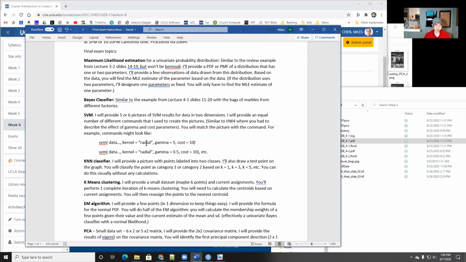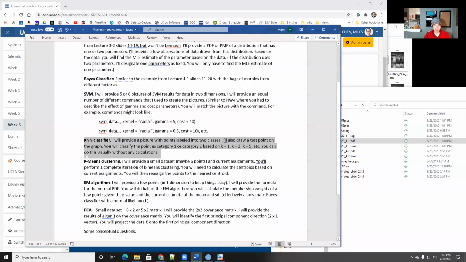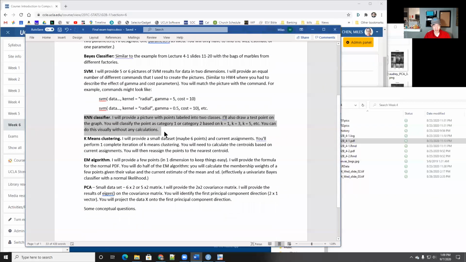All right, and then I'll have a KNN classifier, and this one's intended to be pretty easy. I'm going to provide a picture on a grid, and the picture will be labeled, and there'll be points in the graph, and then there will also be a test point on the graph. Okay, I'll provide the test point coordinates.